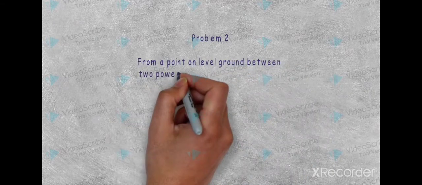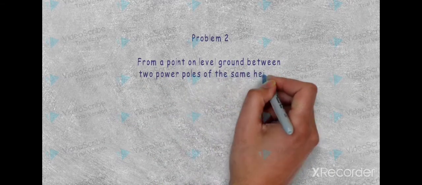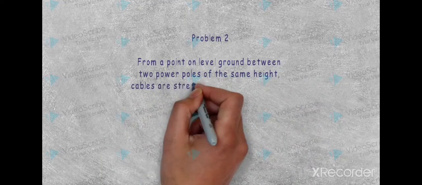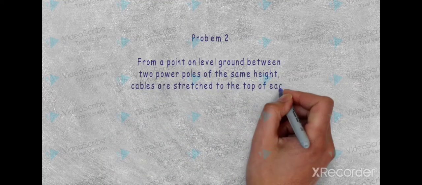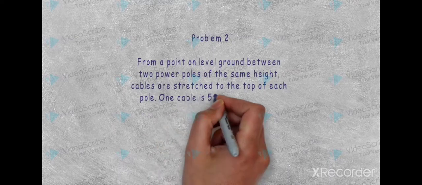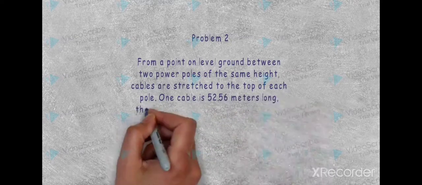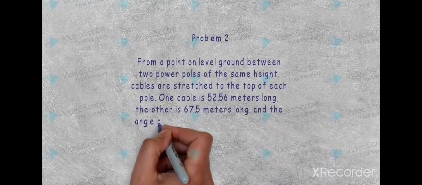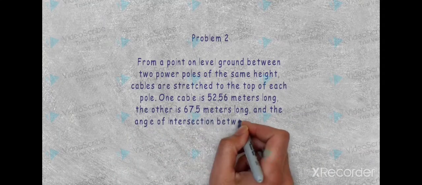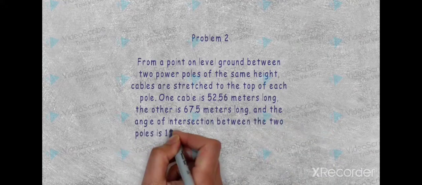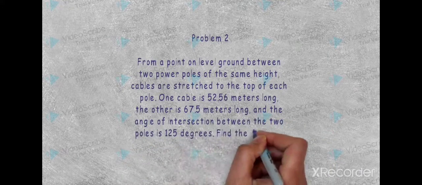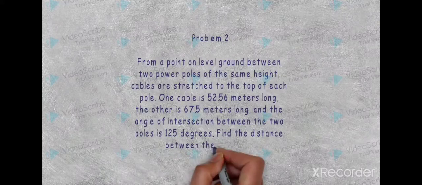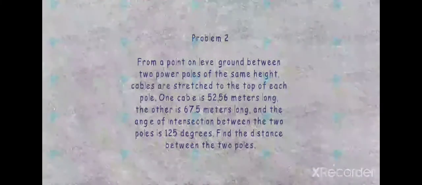So let's move now to the next problem. From a point on level ground between two poles of the same height, cables are stretched to the top of each pole. One cable is 52.56 meters long and the other is 67.5 meters long, and the angle of intersection between the poles is 125 degrees. Find the distance between the poles.